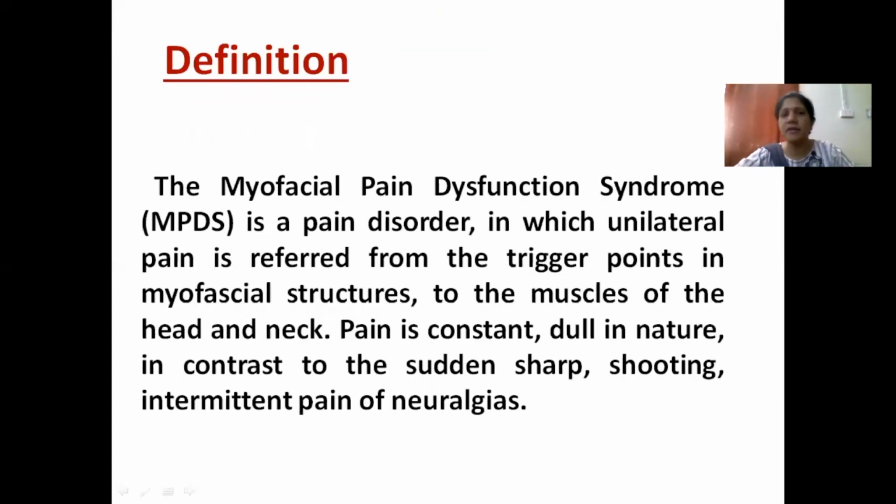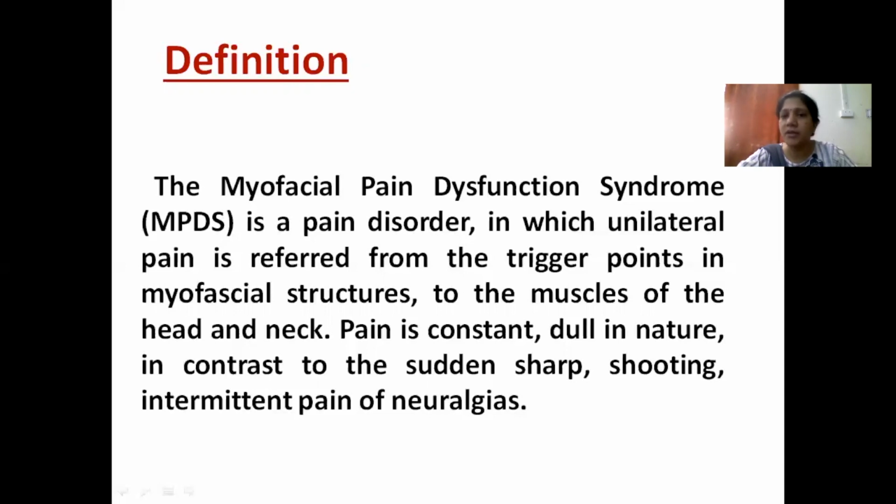We will begin with the definition. Myofacial pain dysfunction syndrome is a pain disorder in which unilateral pain is referred from trigger points in myofacial structures to the muscles of head and neck. Pain is constant, dull in nature, in contrast to the sudden, sharp-shooting, intermittent pain of neuralgia.